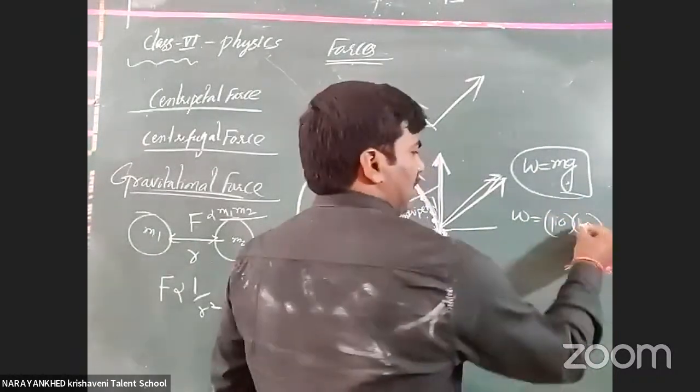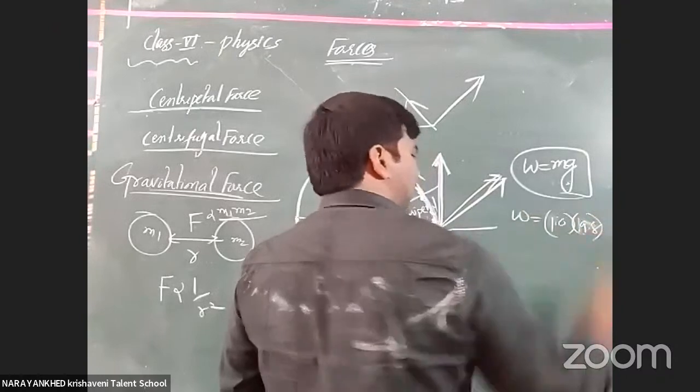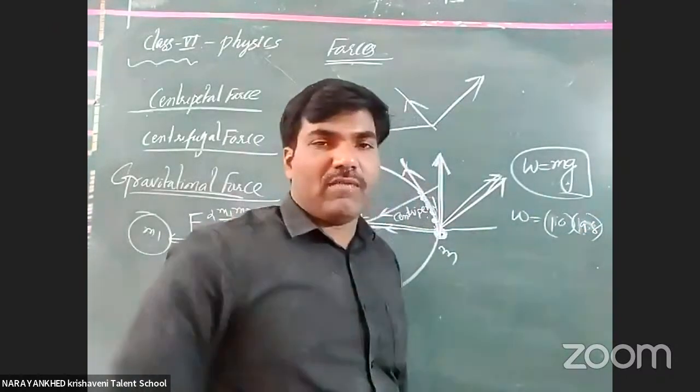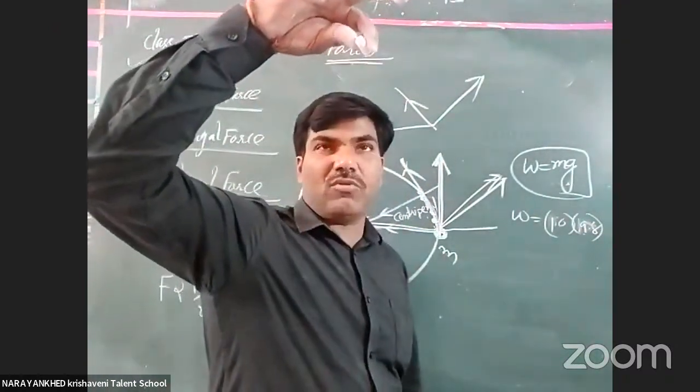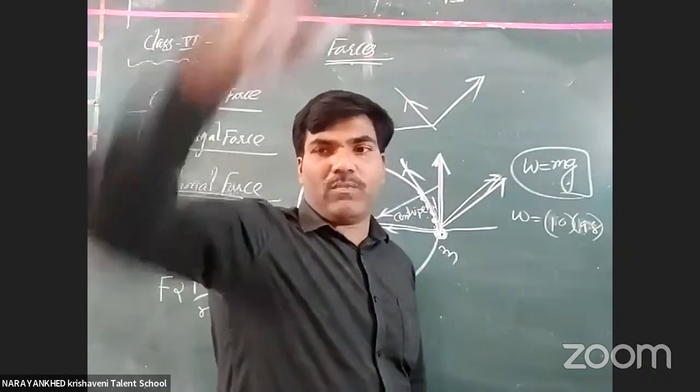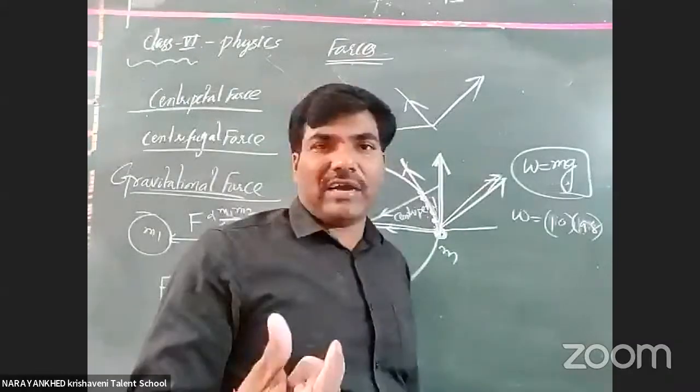One body is there. Acceleration due to gravity is 9.8. Okay, now one body. What is the acceleration due to gravity when I throw one body? The value of acceleration due to gravity is 9.8 meters per second squared.